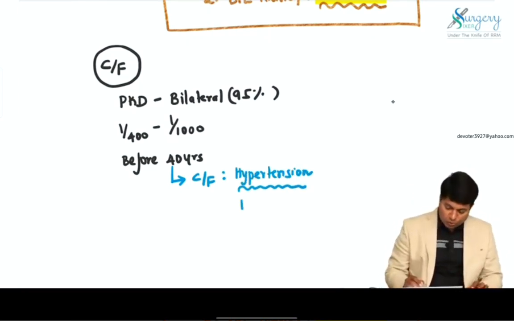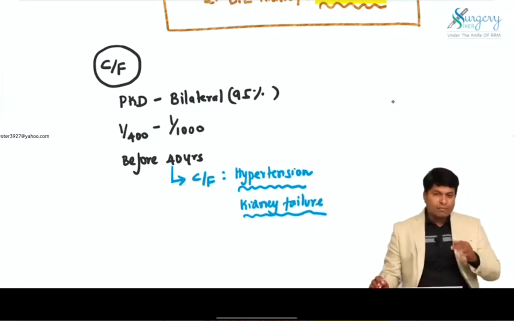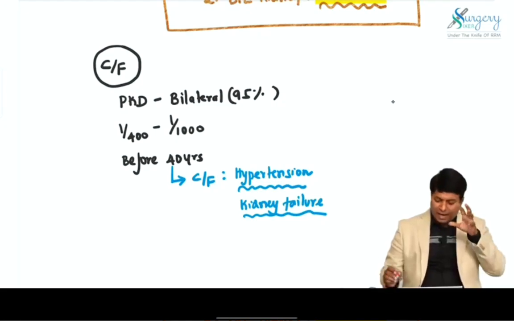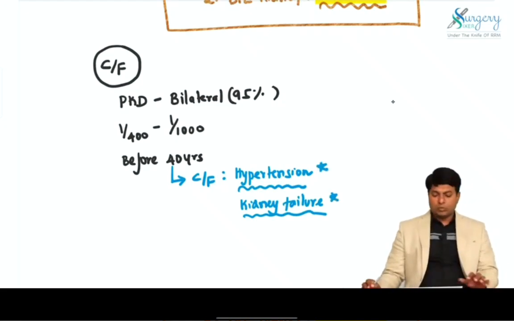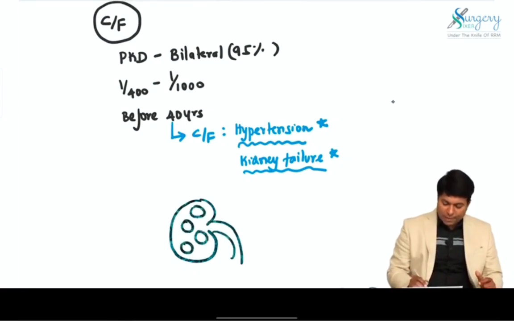Actually, that hypertension is due to kidney failure. They develop kidney failure from 40 years onwards. Until 40 years, they will be living a normal life. By 40 years, what happens? The entire kidney is replaced by cysts, and they develop kidney failure and hypertension. So the kidney will be enlarged. When you palpate, you can feel the kidney enlarged like anything, 3 to 4 times, full of cysts. The cysts will replace the kidney substance.